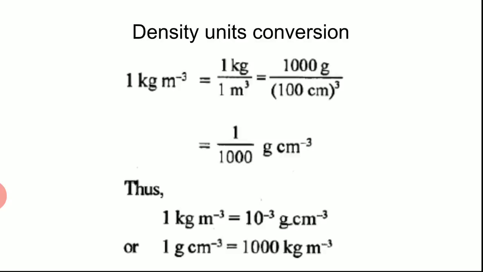So our density conversion is 1 kilogram per meter cube is 10 raised to minus 3 grams per centimeter cube, or if we denote it in the other way, 1 gram per centimeter cube is 1000 kilograms per meter cube.